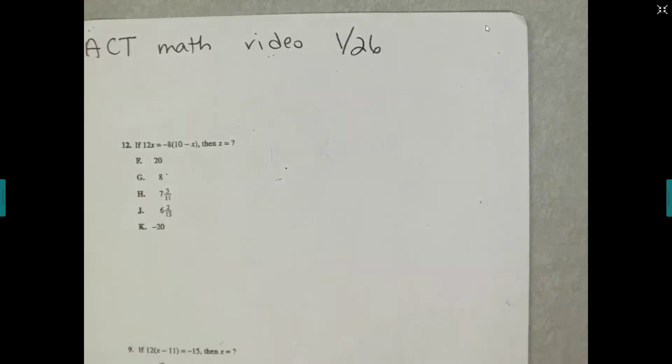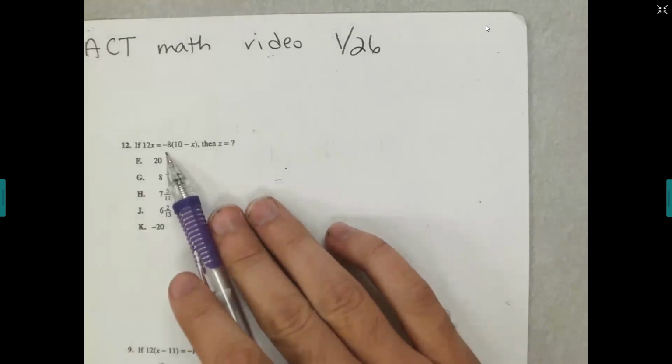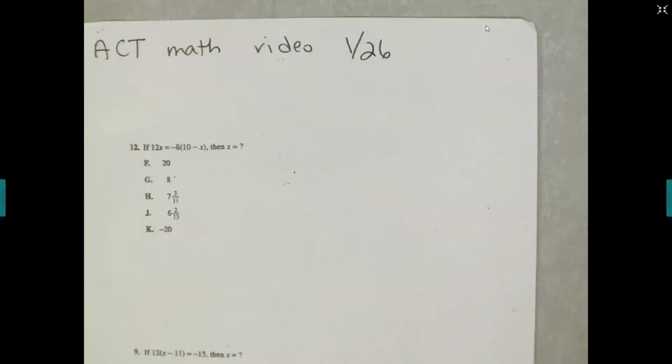Doing an ACT math prep video. So today we're going to be working on solving equations. So number 12 here, we have 12x equals -8, and then in parentheses we have 10 minus x.